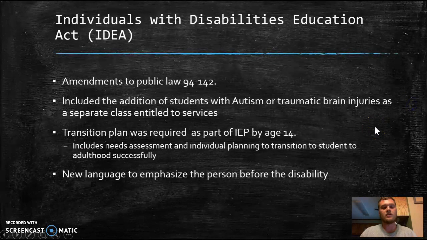And then real quick, looking at the IDEA, the Individuals with Disabilities Education Act. These were amendments to Public Law 94-142, and it included the addition of students with autism or traumatic brain injury as a separate class, but also entitled to special services. A transition plan was required as part of the IEP, and new language to emphasize the person before the disability were the amendments in the IDEA. And that's a brief overview of most of the laws and legislation that have affected disabilities and exceptional students.